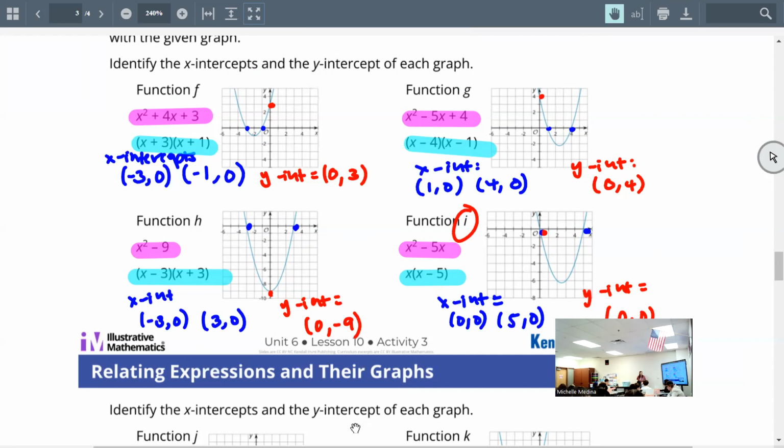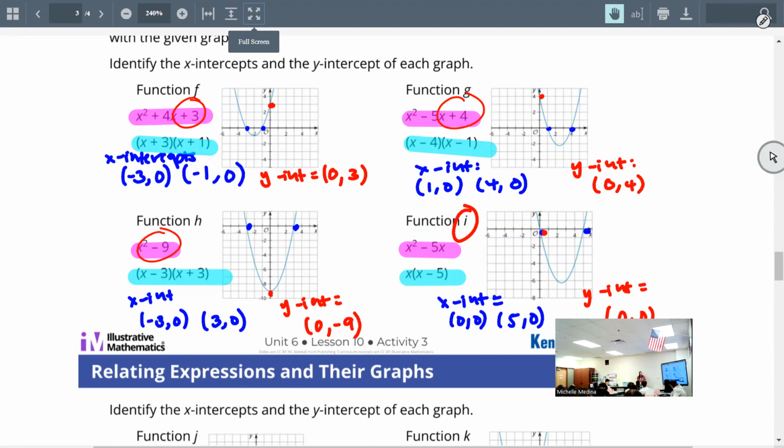Okay, so if my y-intercept's 3, it's that single 3. That's a standard form equation. I can't really see it from my factor form. If my y-intercept's a positive 4, I can see it really clearly in my standard form equation. If my y-intercept's negative 9, I can see it really clearly when it's in standard form. Are you with me so far?